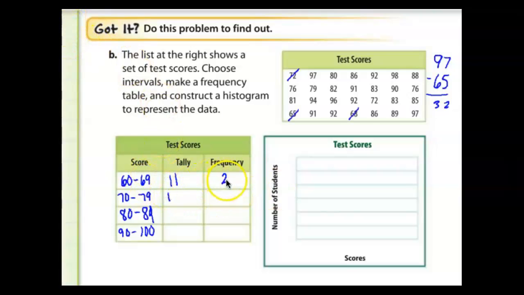Go ahead and answer that for me, please. Okay, very good. There's only going to be two. Now, how many tally marks are there going to be from 70 to 79? Answer that for me, please. Okay, that frequency is going to be 5. There are only 5 tally marks.